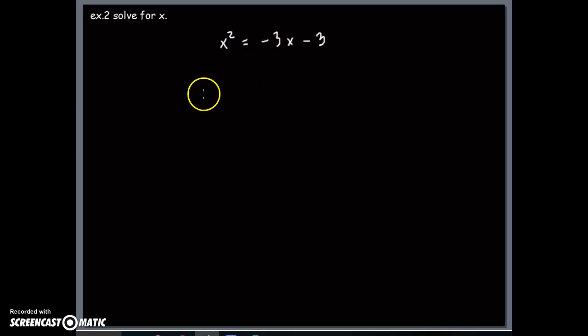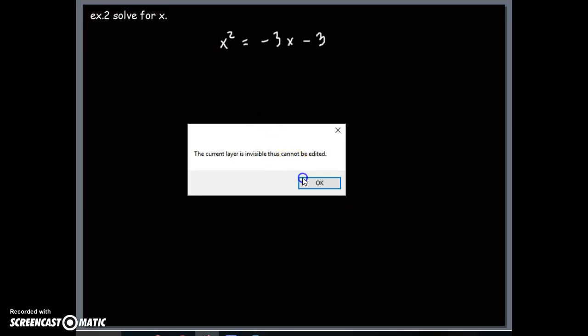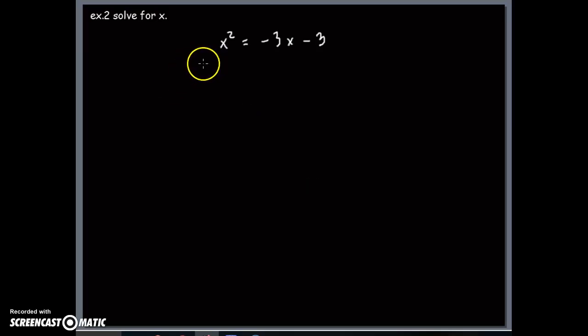Second example. So here we have x squared equals -3x minus 3. I've got to create a 0 on one side. It's easier to create the 0 on this side because there's only one term to eliminate. So I'm going to subtract this x squared, minus x squared, and then minus the x squared. Those go to 0. So we have 0 equals, and I'm going to write up here, -3x minus 3 minus x squared.